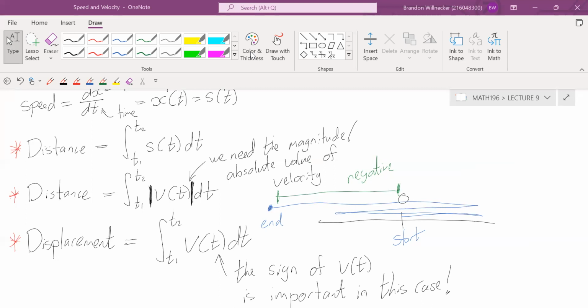Okay, so everyone's okay with this idea of distance, displacement, speed, and velocity? Okay, let's look at an example.